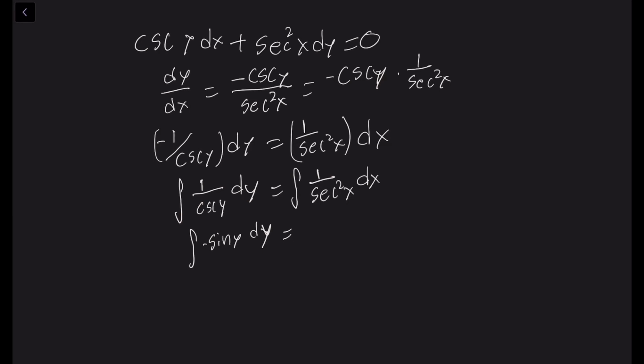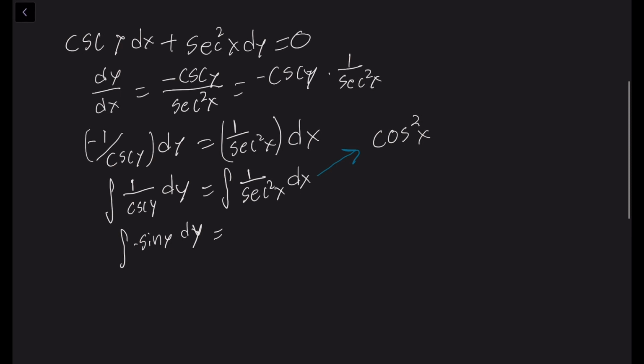Alright, so now we have our left-hand side. I'm going to put that over here. And 1 over secant squared is able to turn into cosine squared x. So now with cosine squared x, we know that this is also equal to 1 plus cosine 2x over 2. So this is part of the memorization. You're going to have to remember this.